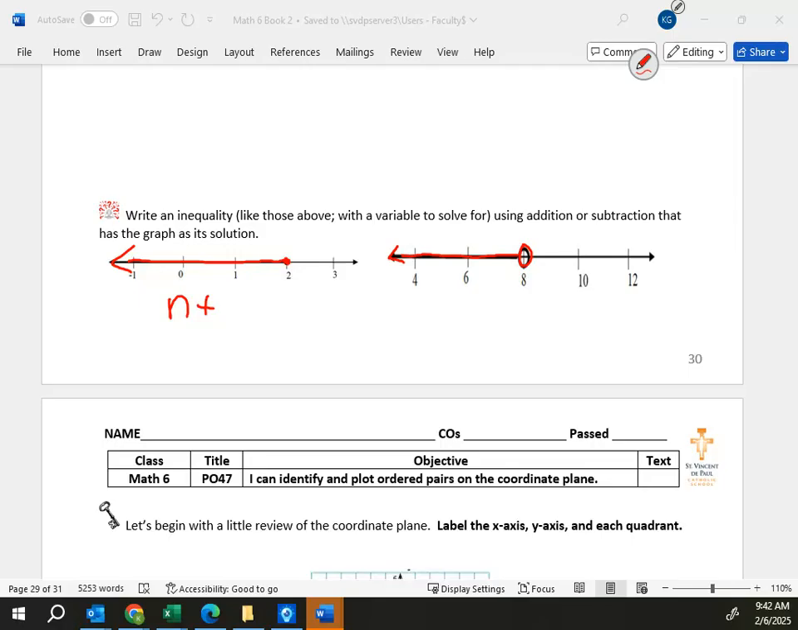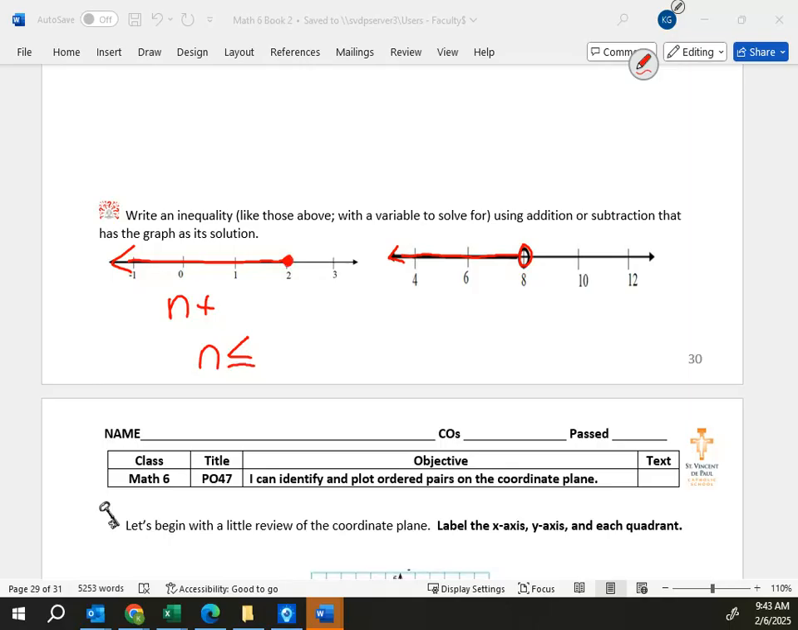Our final answer would be n less than or greater than, James? Less than, because my arrow's going to the left. Do I want an equal sign under it or not? Yes, because it's a closed circle. It's a closed circle, so yes, we want that equal sign under it.